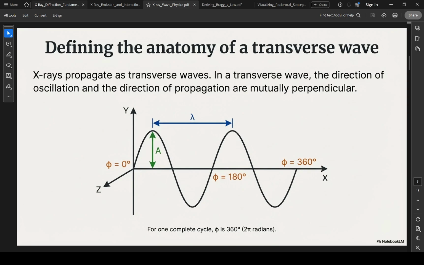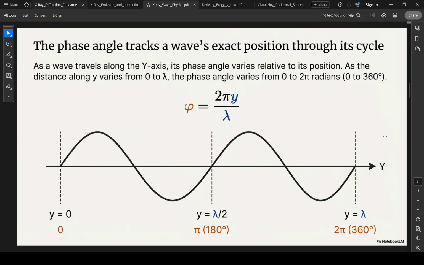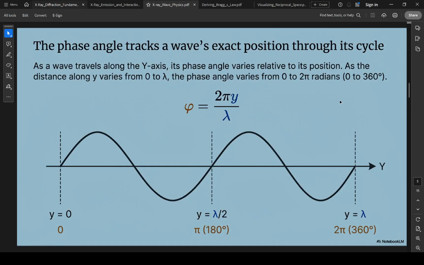So X-rays propagate as transverse waves, where the direction of oscillation and direction of propagation are mutually perpendicular, and the wavelength and frequency determine the periodic cycle, where lambda is given as c by mu, and the phase angle tracks the wave's exact position through its cycle.